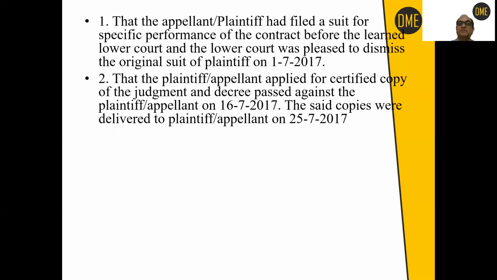Now the plaintiff appellant applied for a certified copy of the judgment and decree passed against him on 16 July 2017. See, this appellant is not that vigilant. He lost his case on 1st July, but he is applying for certified copies of the judgment and decree on 16 July. The said copies were delivered to the plaintiff appellant on 25th July 2017.